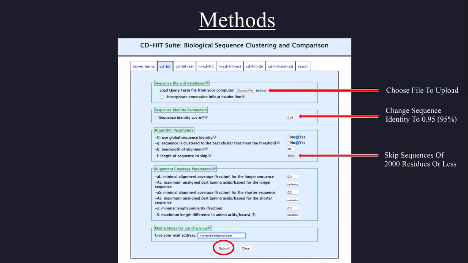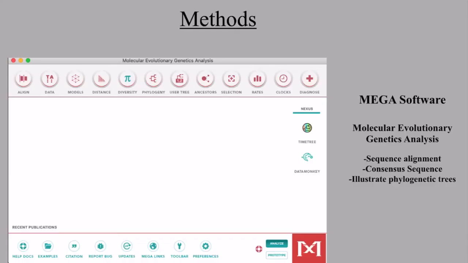This will allow us to curate our sequences. First, we choose the file that we would like to upload. Then we set the sequence identity cutoff to 95%. Then we set the sequence length skip to 2,000 residues or less. Now that we have our cleaned, curated sequences, it is time to upload them on the MEGA software.